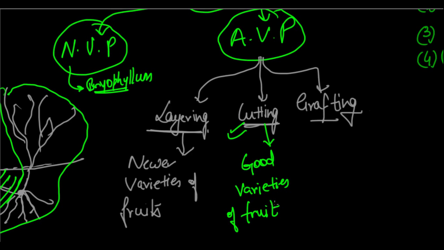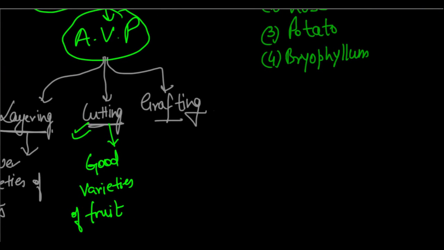Right, that's what it helps us in. Another example: grafting. Grafting is again another way of artificial vegetative propagation. What we basically do in this is that we take one part or one plant, and we tie it. Let me tell you how we do grafting, right?